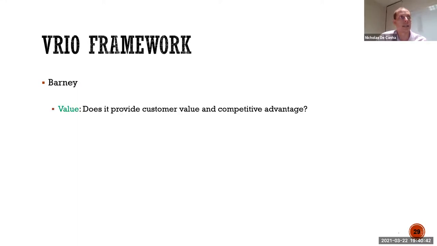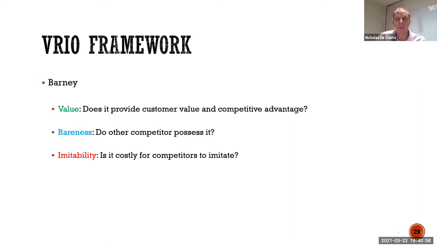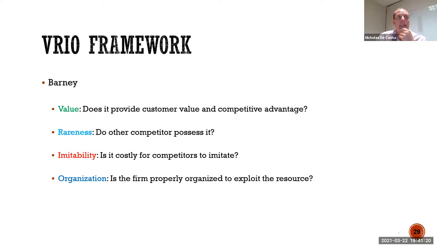And this comes from Barney's work on the RBV. So remember, V in VRIO is value. Does your customer want it? And rareness: do your competitors possess it? Inimitability, we've spoken about. There are different scales of difficulty to replicate. We've spoken about how you can create it. We've said that sometimes it's ambiguous what is actually the cause. Sometimes it's a history or path-based thing, that you've accumulated this advantage, and that's fair. An accumulated advantage is real. And then, is it organized?